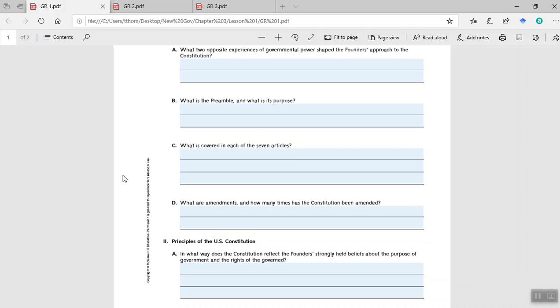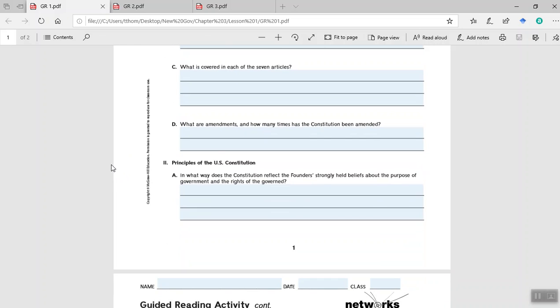Part C right here, what is covered in each of the 7 articles? We've kind of already gone over that, but I'll do it again. Article 1 is the legislative branch. Article 2 talks about the executive branch. Article 3 refers to the judicial branch. Article 4 is about states' relationships. Article 5 is the amendment process. Article 6 is talking about national supremacy and how the national government is supreme. And Article 7 talks about ratification of the Constitution.